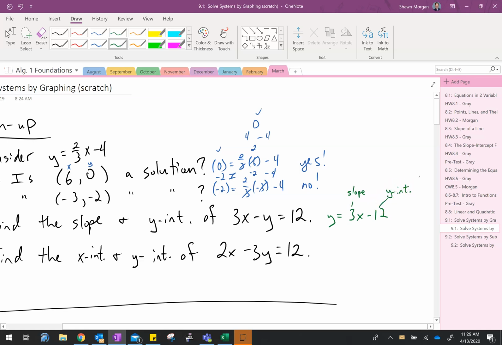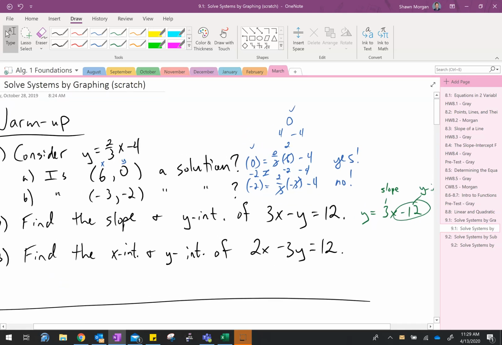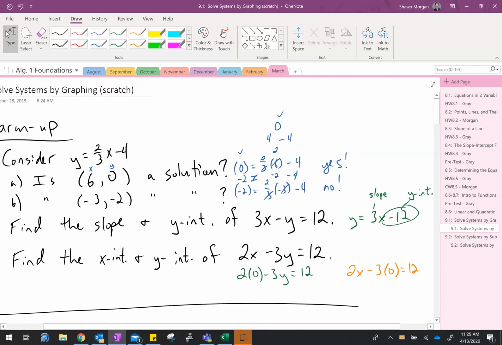So 3 is our slope, and -12, don't forget to put the negative with the 12, is our y-intercept. And then when it says find the x-intercept and the y-intercept, that's just a matter, again, of plugging in. I want to let x be 0 and see what y is. That'll be my y-intercept. And then I want to plug in y is 0 and see what I get out. That'll be my x-intercept. So we can do this in just a couple of moments.